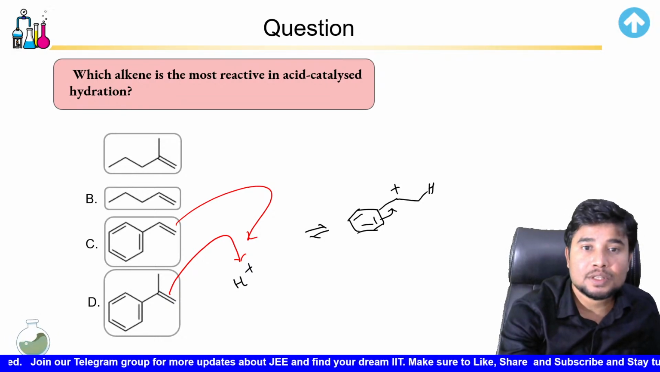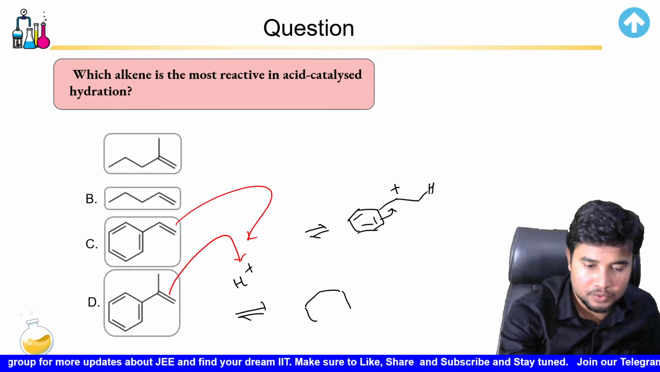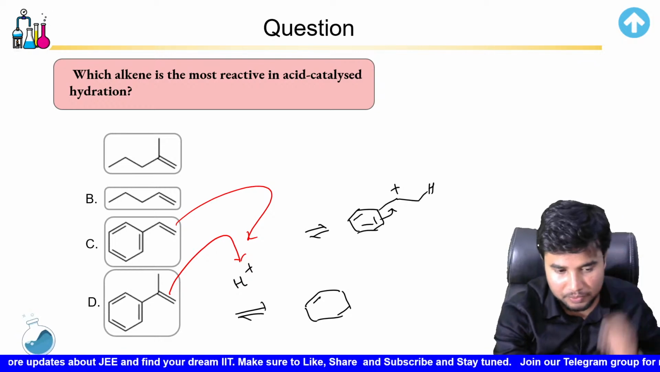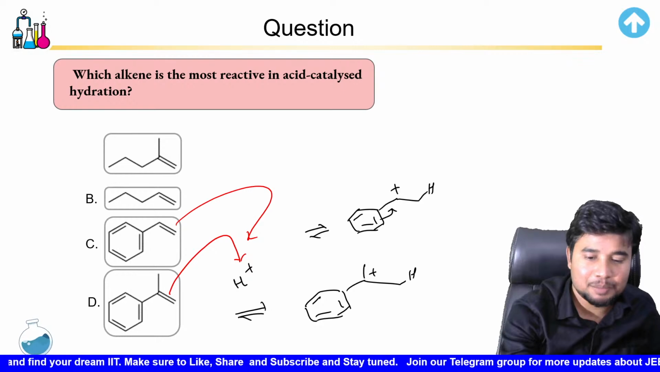Now, if you look at the last one, children, what it would give you is something similar to that, I believe, but with extra stability. It is because of the carbocation and hyperconjugation.